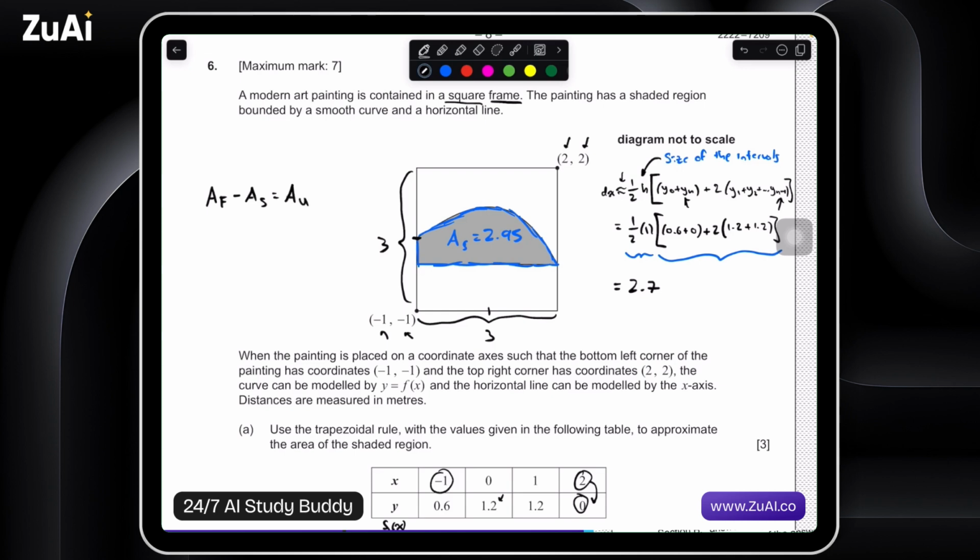So the area of the frame is 3 by 3. The area shaded is 2.95. And then by definition, what is not shaded is unshaded. And so let's have 3 by 3, 9 minus 2.95. This gives us an area unshaded. And area unshaded is equal to 6.05. You could just write 6.05 here and that would be fine as well.